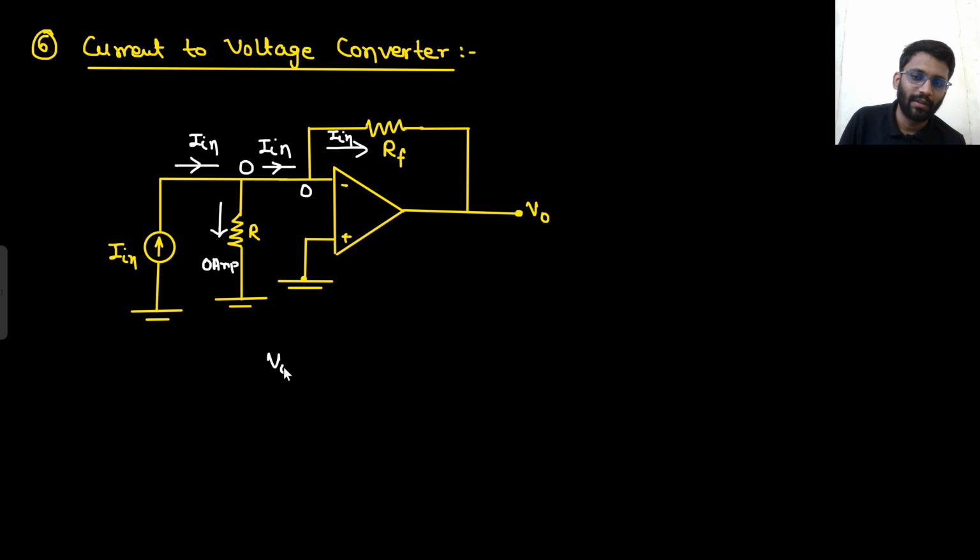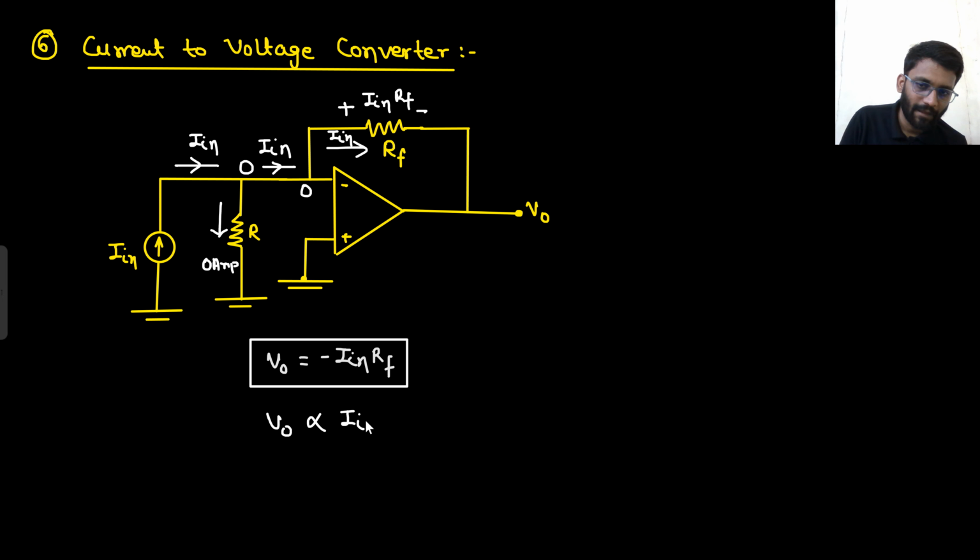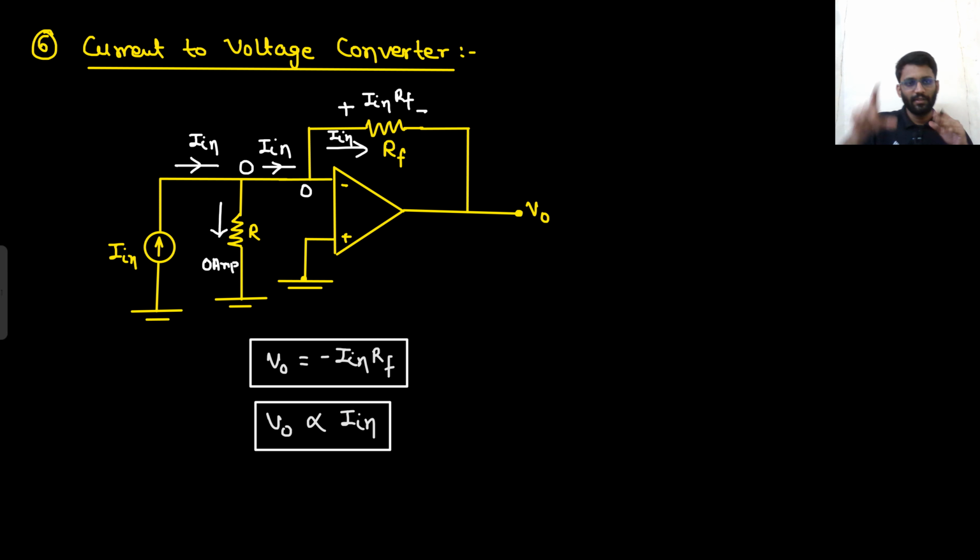So what will be your V0? V0 will simply be minus I in into RF. Why so? Because the voltage drop will be in this direction. This voltage drop will be I in into RF. So 0 minus I in into RF. So V0 is minus I in into RF. Right? So current to voltage converter. So your V0 is depending on the input current. So current to voltage converter. From current to voltage. Very easy.